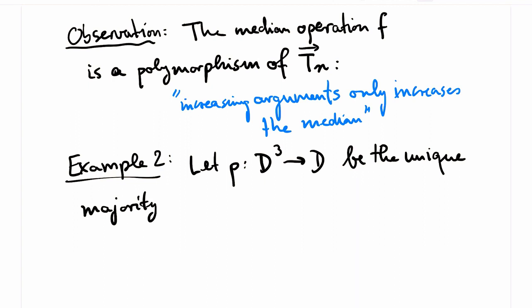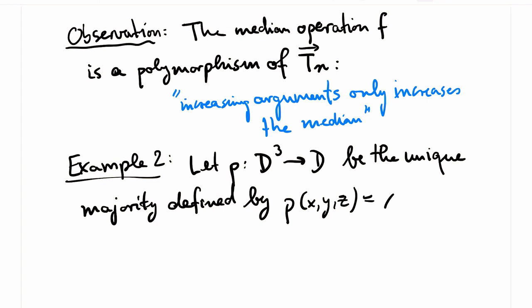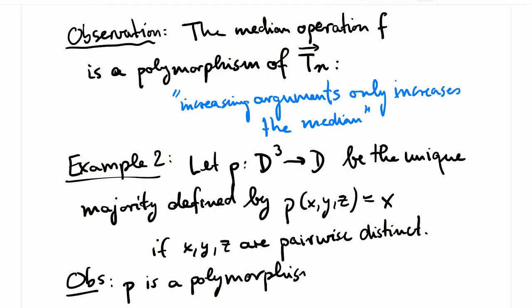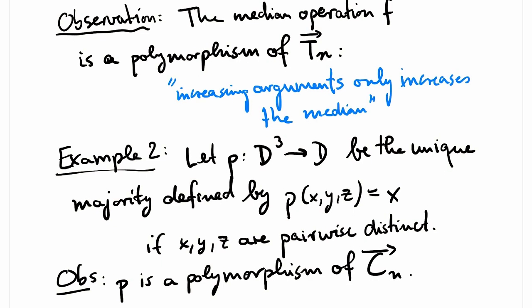Our second example of a majority operation looks more ad hoc. We call this operation P. When some of the arguments of P are equal, we already know from the majority identities how P must look like. So we only have to define P on three pairwise distinct arguments. And in this case, we simply return the first argument. Note that the operation P defined in this way is a polymorphism of Cn.